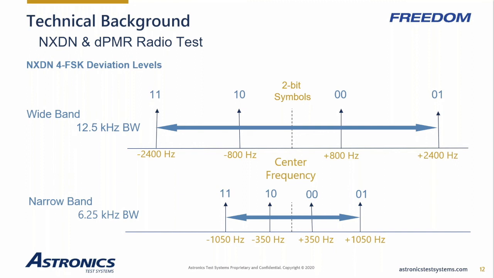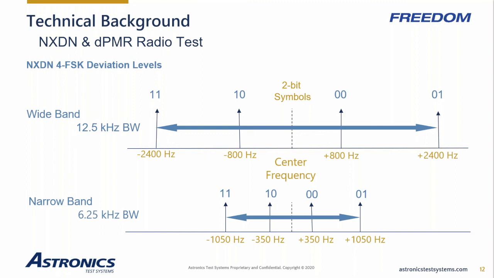If the channel is a wideband channel, or 12.5 kilohertz wide, the signal changes between 2400 hertz and 800 hertz above and below the center frequency. Now, if you look at the image on the screen, if the channel is narrowband, or 6.25 kilohertz wide, the signal changes between 1050 hertz and 350 hertz above and below the center frequency.